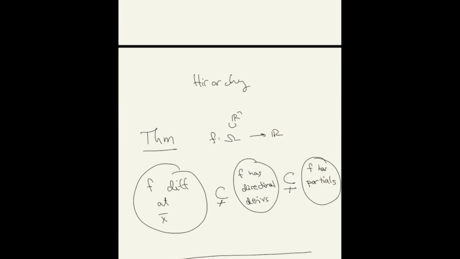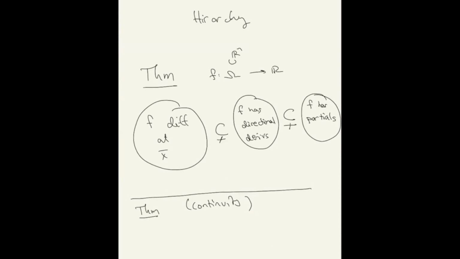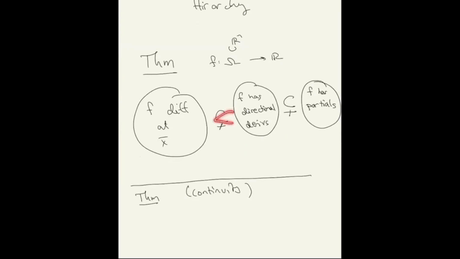And you can find examples of any one of these failing. So you can have a function with directional derivatives that's not differentiable, one with partials that doesn't have directional derivatives, and also one that has these two, but not that. Yeah, any combination of these that respects this inclusion relationship.